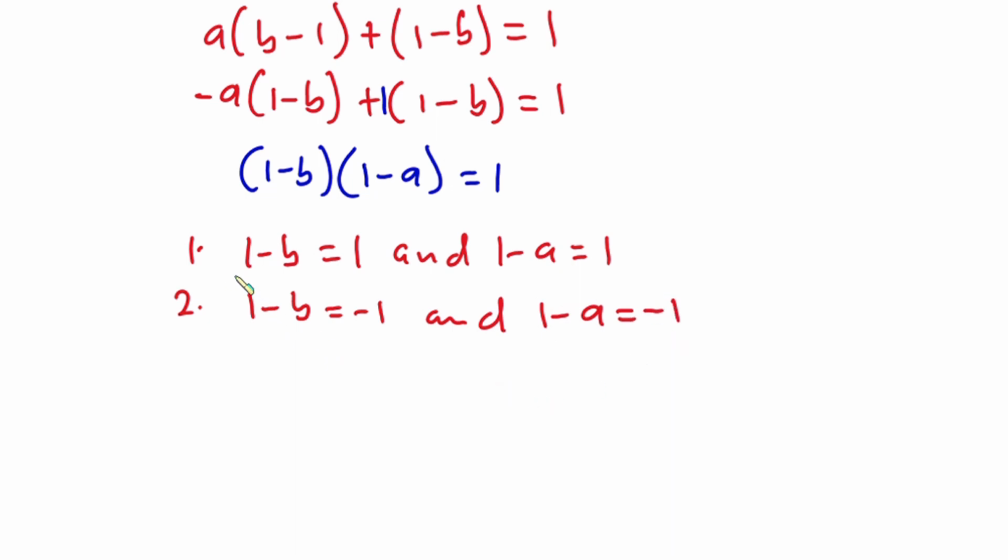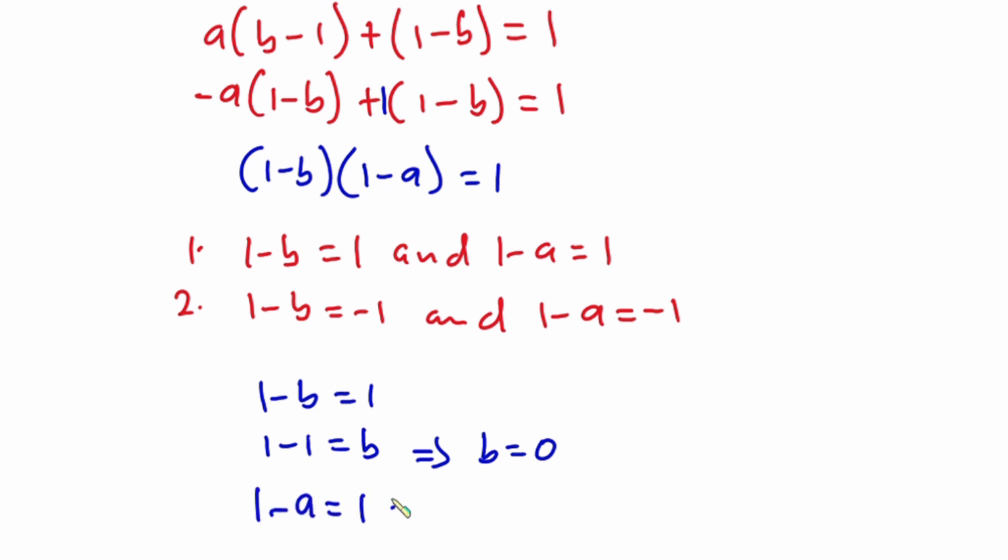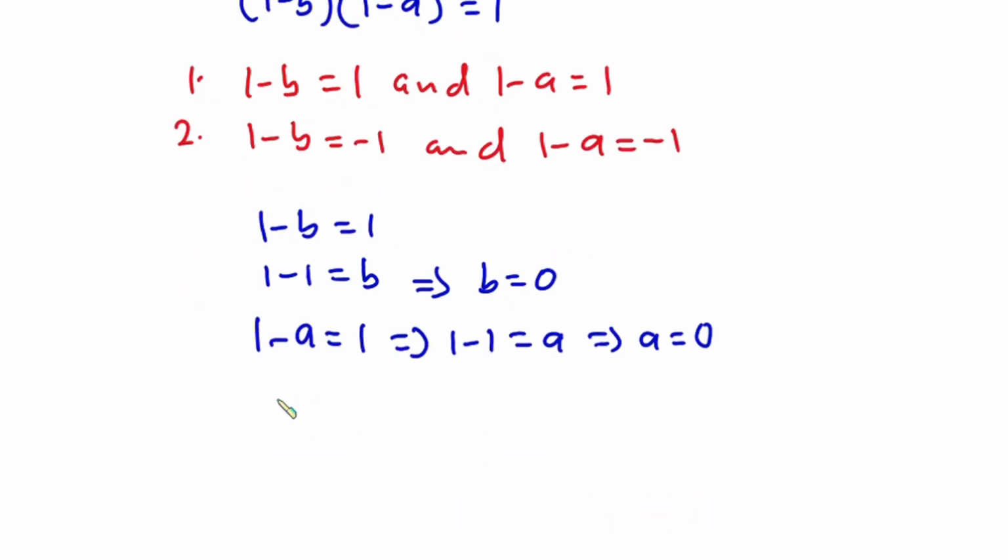Now from the first case, if 1 minus b is equal to 1, then it means that 1 minus 1 is equal to b. So this implies that b is equal to 0. Then from here, if 1 minus a is equal to 1, then this implies that 1 minus 1 is equal to a. Therefore, we have a to be equal to 0. Now from the first case, we can say that a is equal to b, which is also equal to 0.